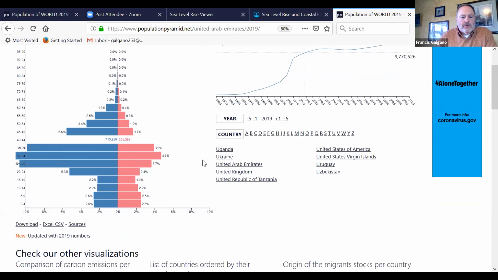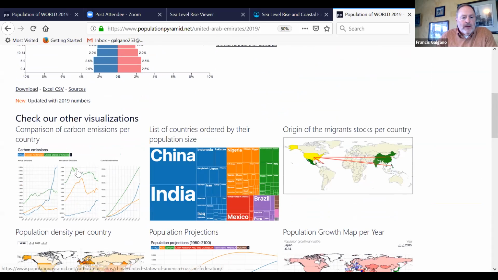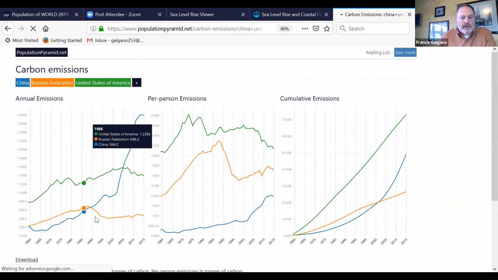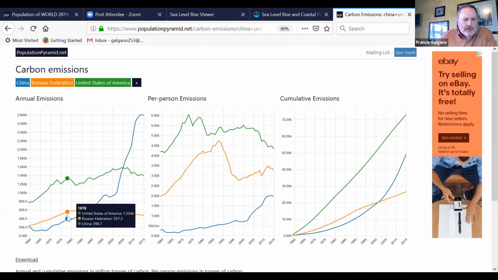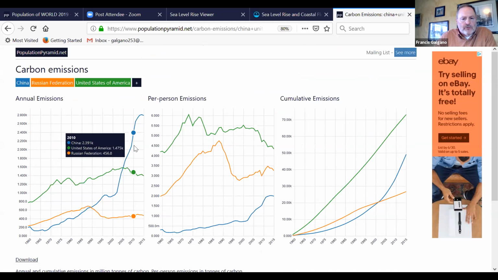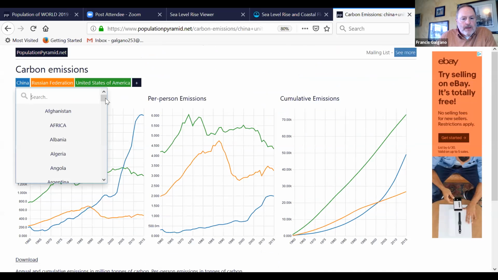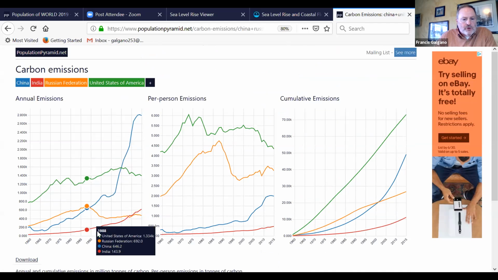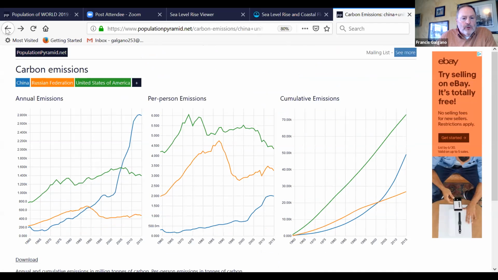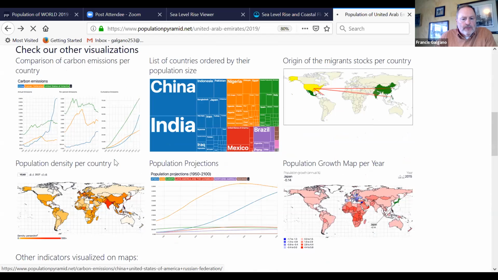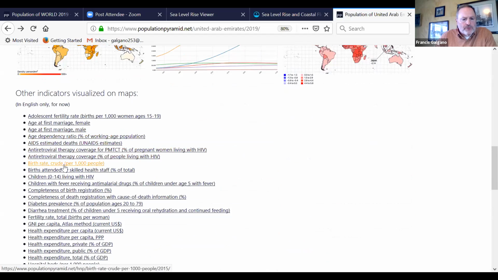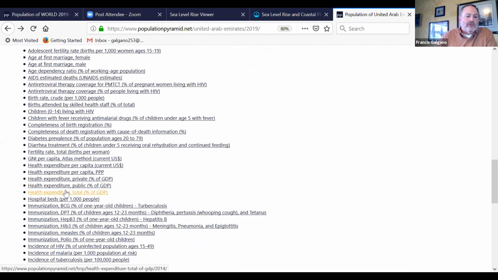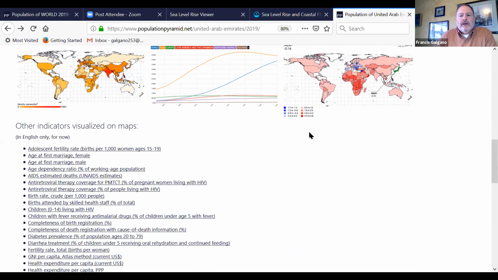There are other interesting things on this website that you might find of use as well. This is a particularly interesting part of the website. You can look at annual emissions by carbon. So the standard here is the United States, Russia, and China, and you can track this through history. You can add countries, you can add India, for example, and track them. Also on the website are other types of maps and features, as you can see here, which support many different types of classes: health, economics, medical, education, and other things.